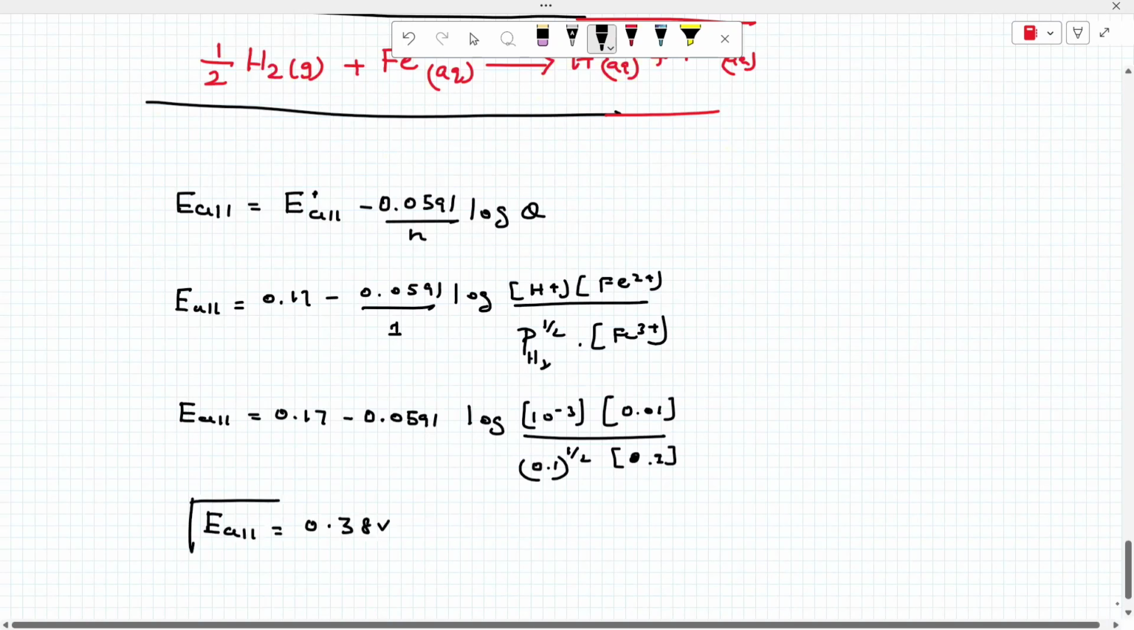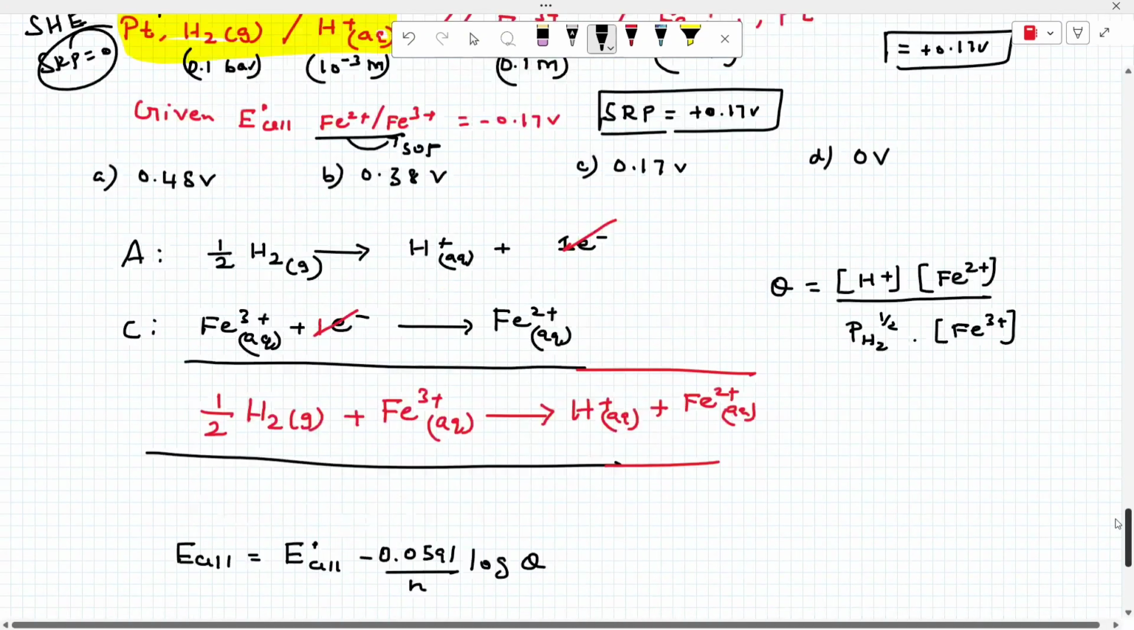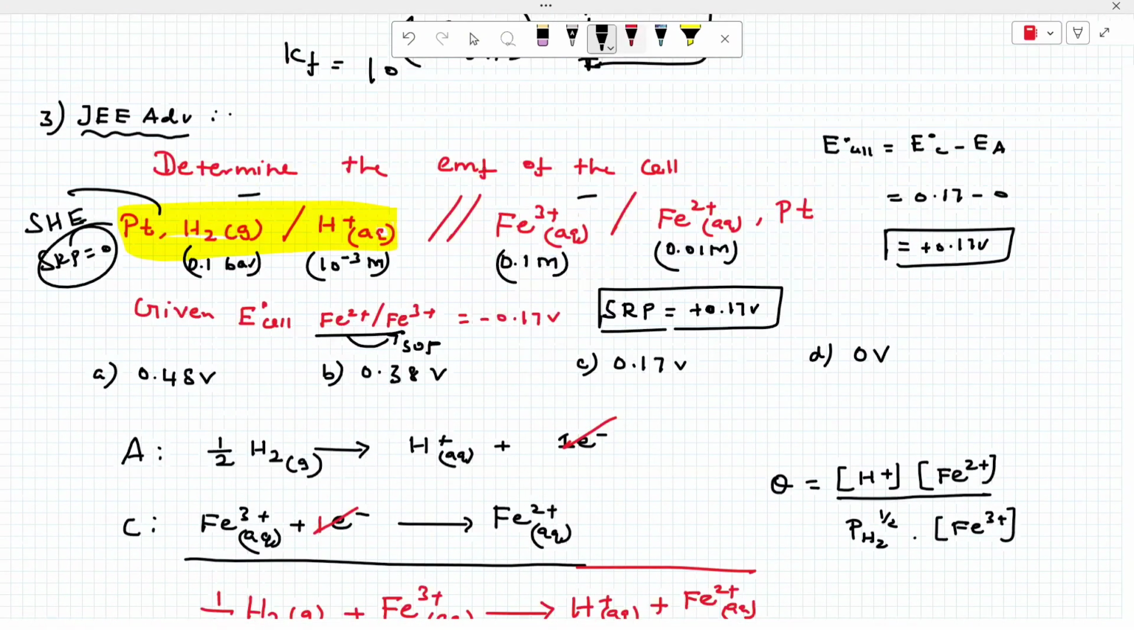0.38 volt. Listen, for the per class cut, okay, Zoom 40 minutes free. You can join the same link. Okay. Now, what is the answer? 0.38 volt. Option B is correct. Simple, right?